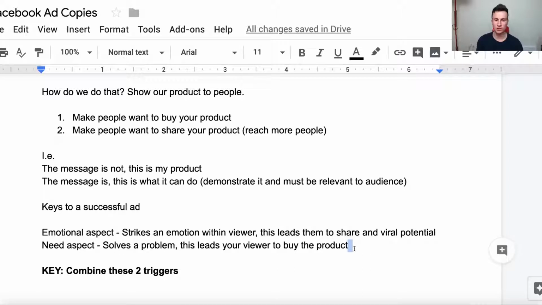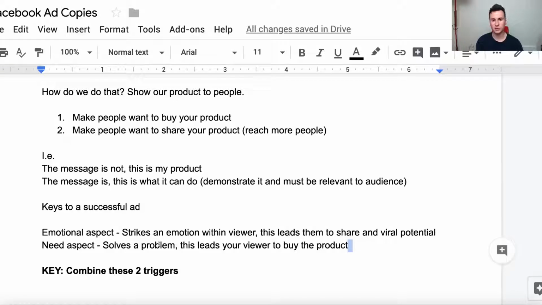So this is what will convince your customer to buy it. But the second thing, in my opinion the most important thing, is the emotional aspect, which leads people to share it, because the more you can increase your reach, the more people are going to see your ad, and obviously the more chance you have of making even more sales.